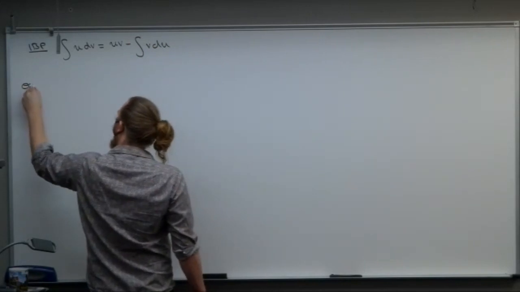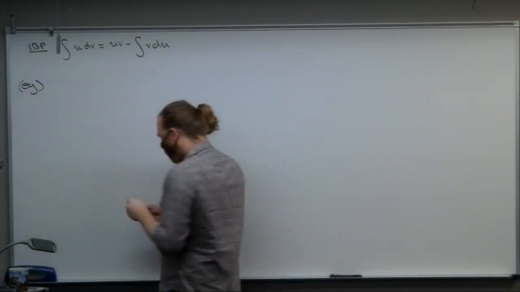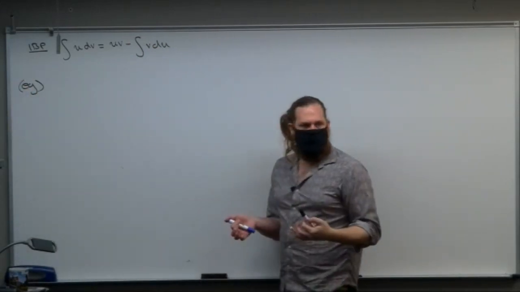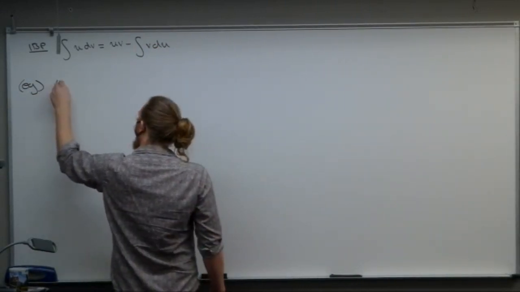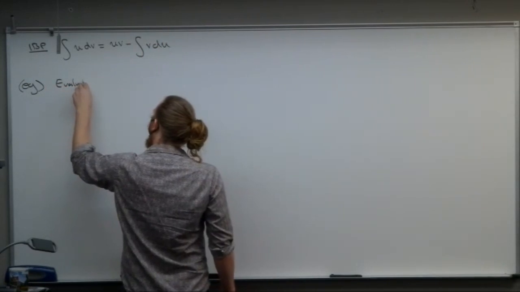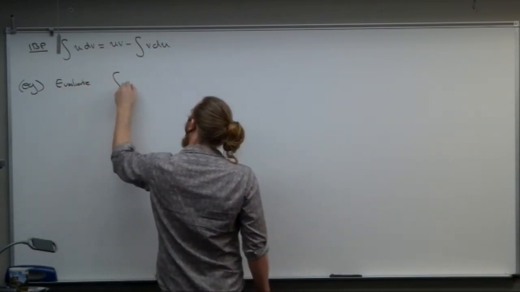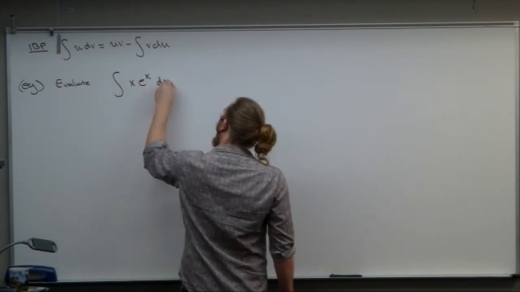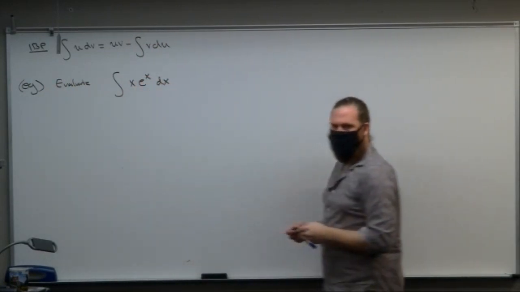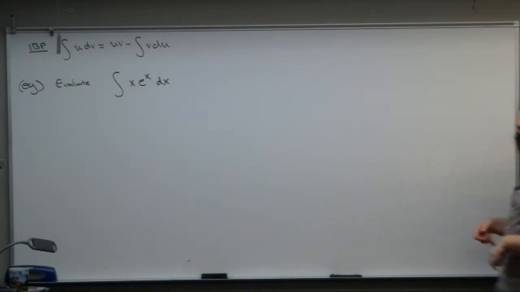And then our first example. The most natural thing is to take a product of two functions. Something like x e to the x. If I asked you to integrate this last Wednesday, we'd be like, nothing jumps out as working.